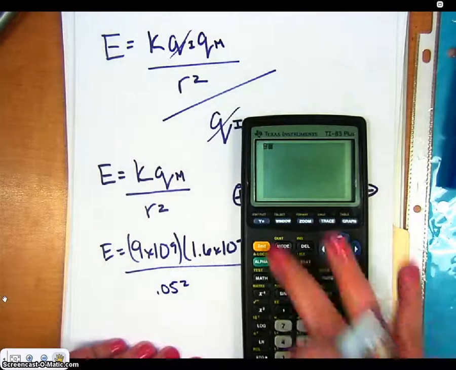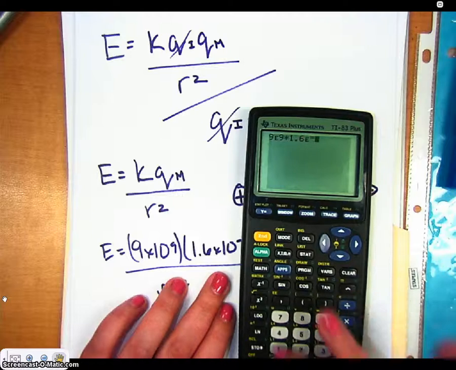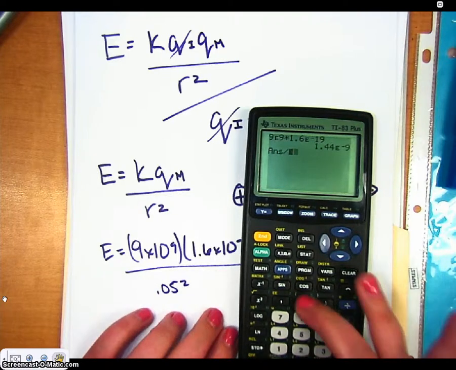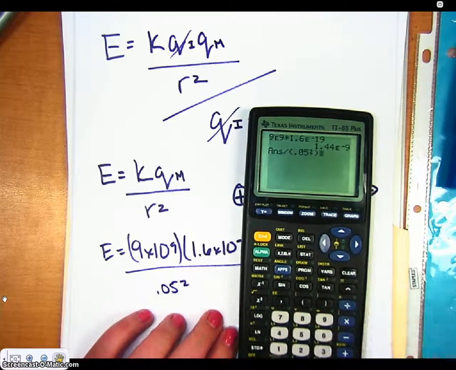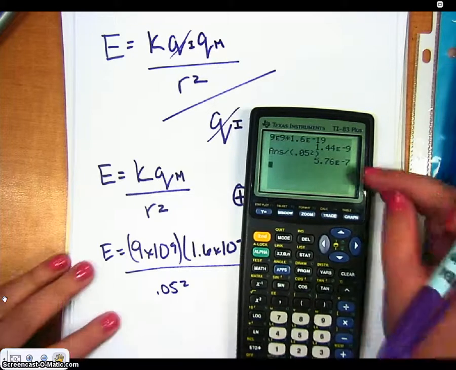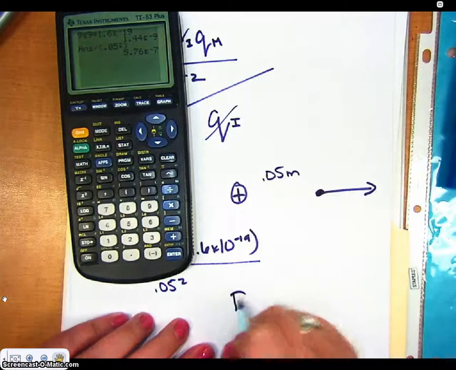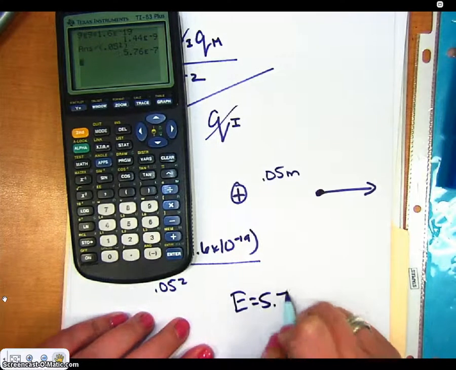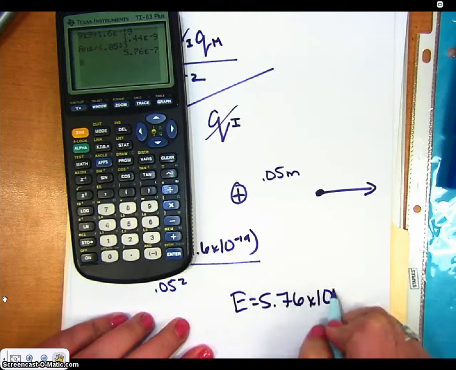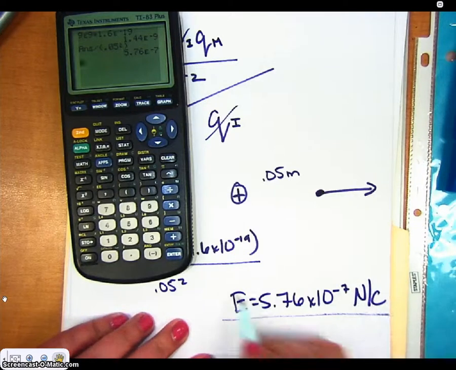So let's plug it in. 9e to the 9th times 1.6e to the negative 19th divided by the distance squared. And so at that position, I have an electric field that's equal to 5.76 times 10 to the negative 7th. Remember, that's newtons per coulomb.